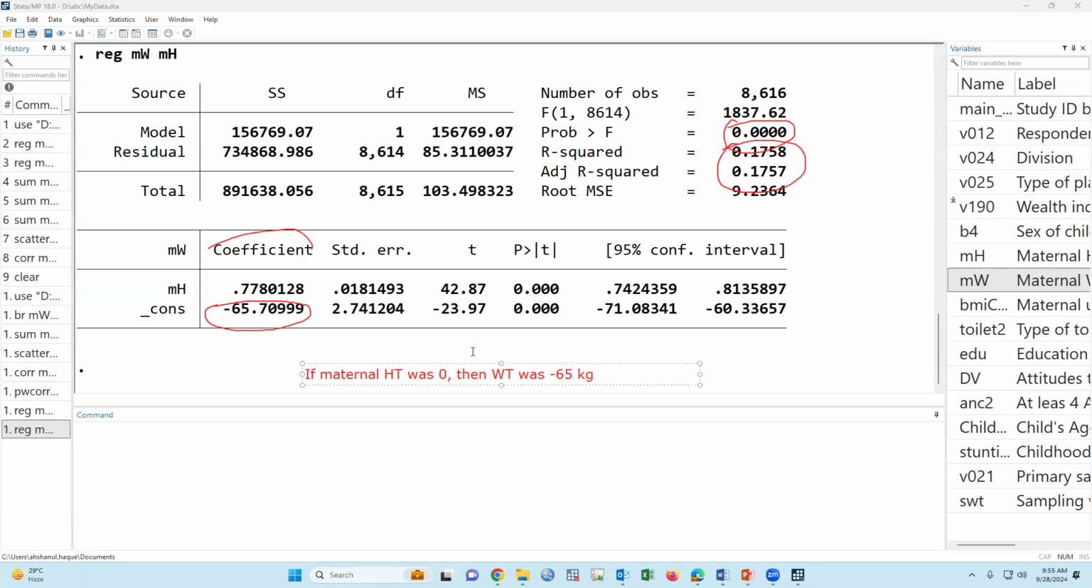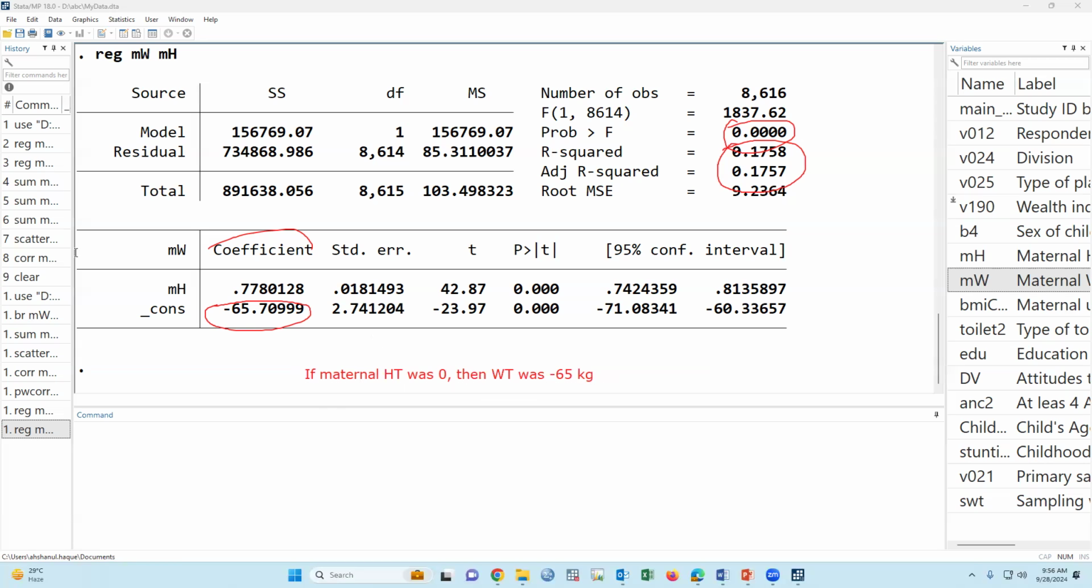But remember, please, there are some variables where a 0 value is possible. Then we can interpret that if the independent variable is 0, then the dependent value is the constant value. Here, the constant term is minus 64. So we can say that if maternal height was 0, then weight was minus 64. It is not possible, just for learning purposes.